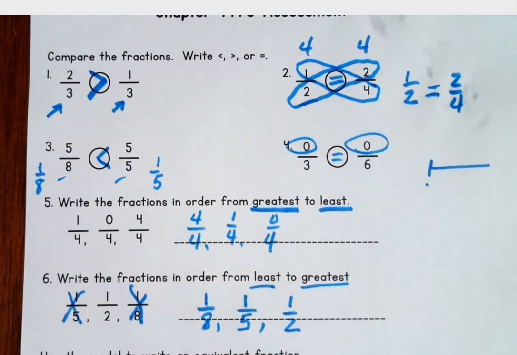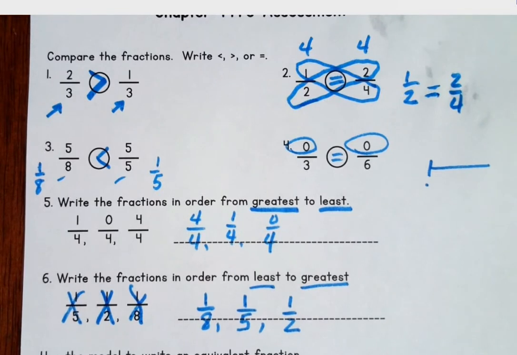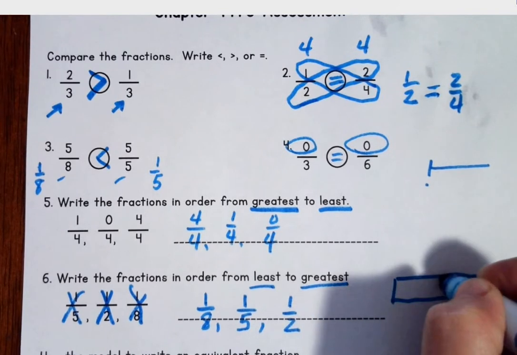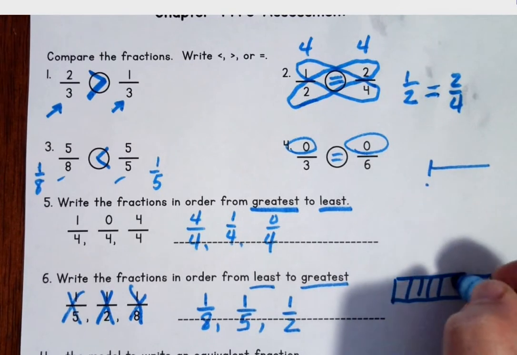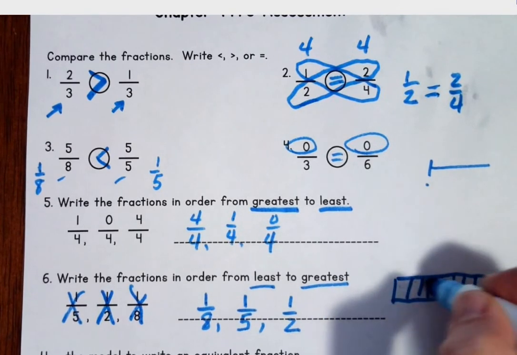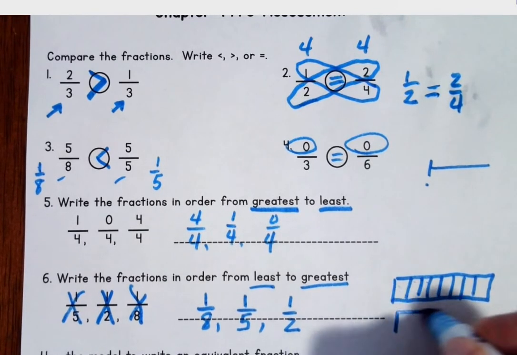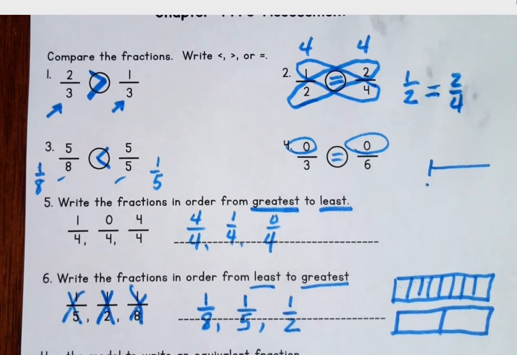Oh, darn it. I hope you saw that. Okay, the 8 is cut up into more pieces. This one is cut up into more pieces. You have a rectangle and you cut it up into 1, 2, 3, 4, 5, 6, 7, 8. Those pieces are going to be a lot smaller than if you only cut it up into 2 pieces. Okay? All right, here we go.